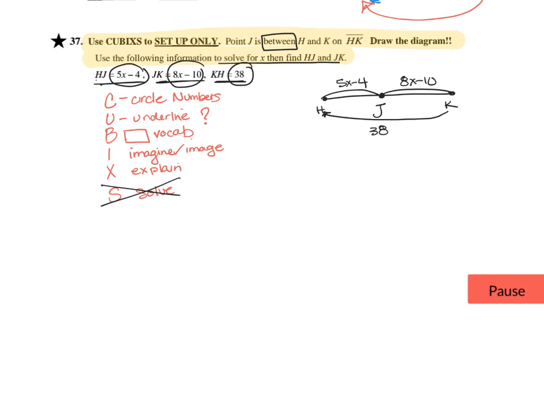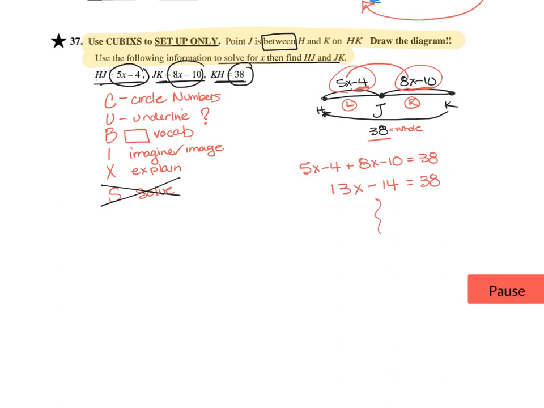Notice that we have the left part and we have the right part. And here we have the whole segment. So we're going to add the two parts and equal it to the whole. 5x minus 4 plus 8x minus 10 equals 38. Or for those doing some mental math, we can add the 8 and the 5 together to get 13x. And we can do the minus 4 and the minus 10 together to get minus 14 and write 38. Either one of those is okay.